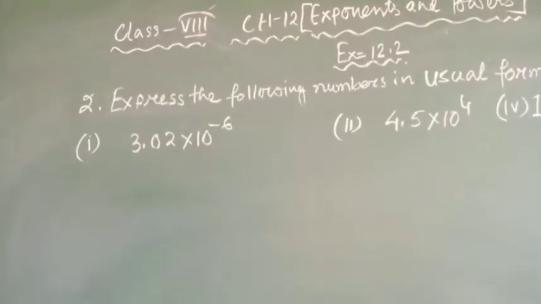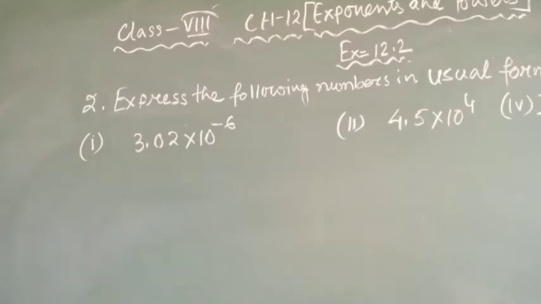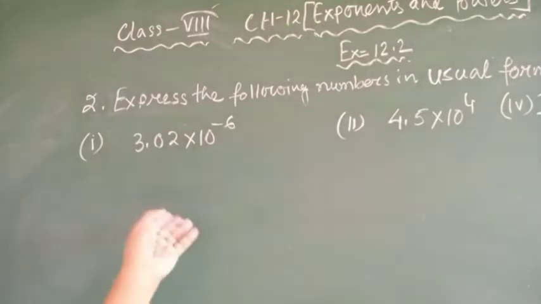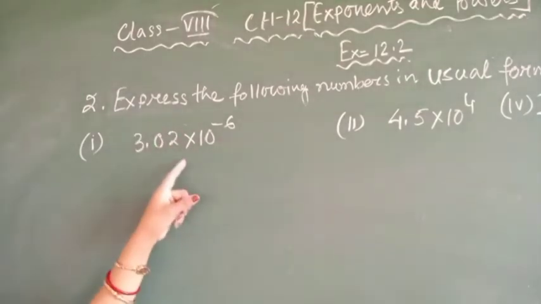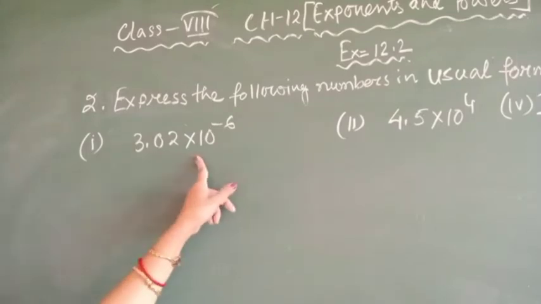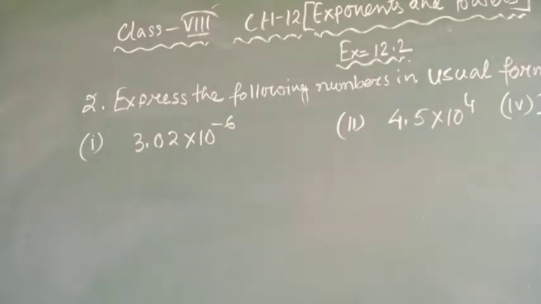Now question number 2, the opposite of question number 1. In question number 1, the sums are given in usual form, and you have to convert them into exponential form or standard form. Here standard form is given, and you have to convert it into usual form.